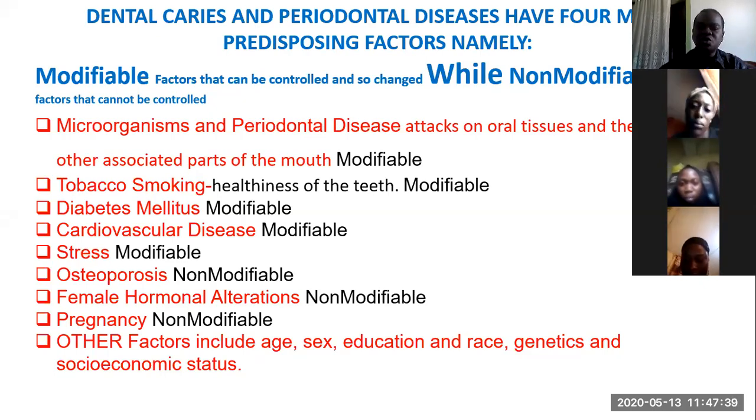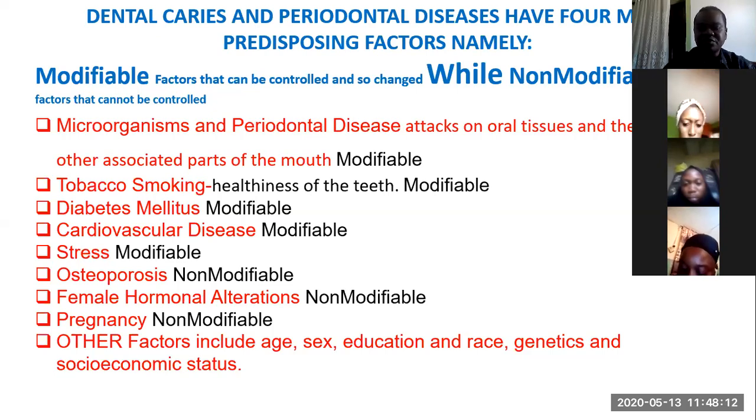So somebody can control attack by bacteria. You can control attack due to tobacco smoking. Of course, if you stop smoking, that will end. Then diabetes. People who are diabetic, with high blood sugar, are liable to having dental caries or worsening dental diseases. Then again, those who have cardiovascular diseases, hypertension, and so on. Those who are overstressed, who stress themselves. Stress is associated with dental caries and periodontal disease.